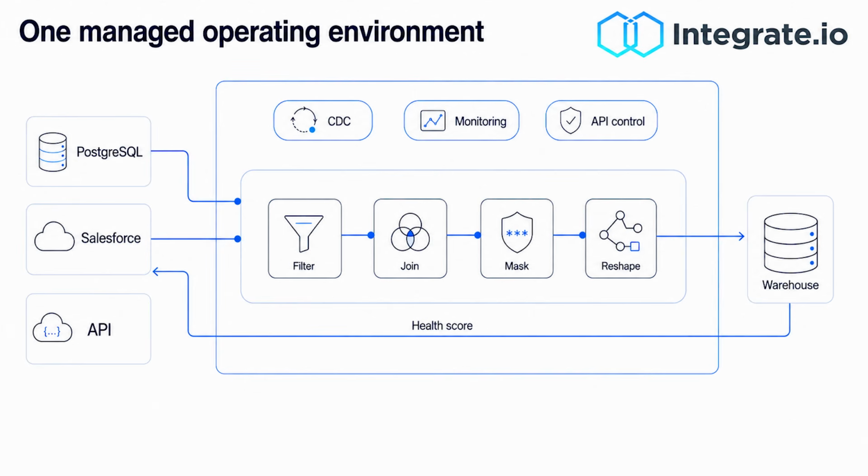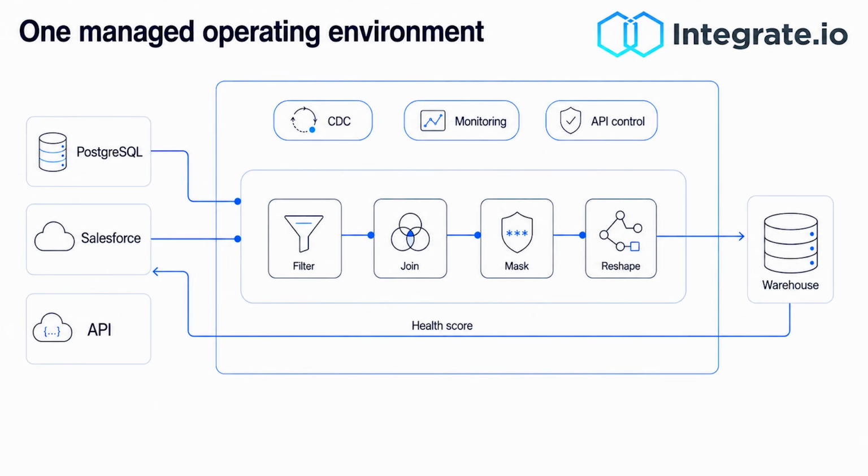Consider a customer operations workflow. Orders start in PostgreSQL, accounts live in Salesforce, and product events arrive through an API. The company needs a clean customer table in its warehouse, then a health score returned to Salesforce. With separate products, extraction, transformation, and reverse ETL each bring their own permissions and monitoring. Integrate.io can keep those stages together.